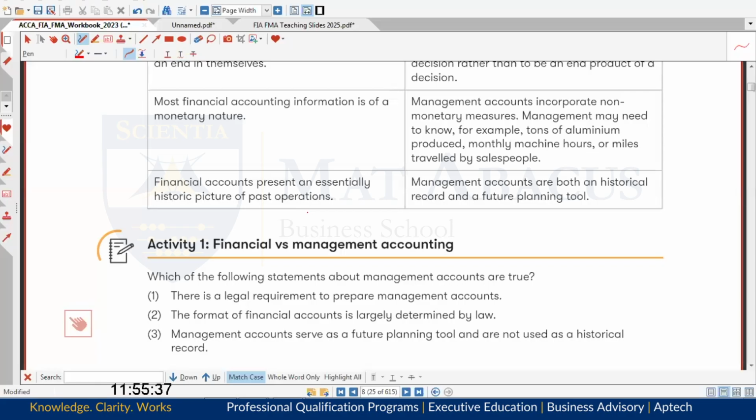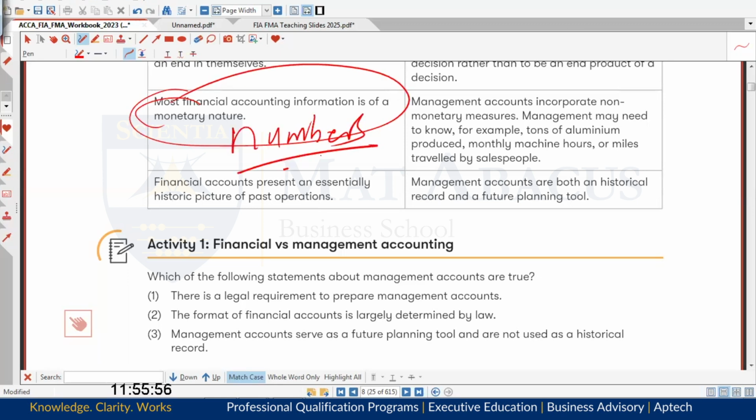Then, financial accounting information is of monetary nature. Management accounting information incorporates non-monetary measures, so it can be both qualitative and quantitative. When we're looking at performance measurement, we shall look at non-quantitative measures, because for finance, for accounts, they are strictly numbers. However, for management accounting, when you're looking at, for example, customer satisfaction, numbers don't bring it out. Okay? There are some other attributes which bring out things like customer satisfaction.